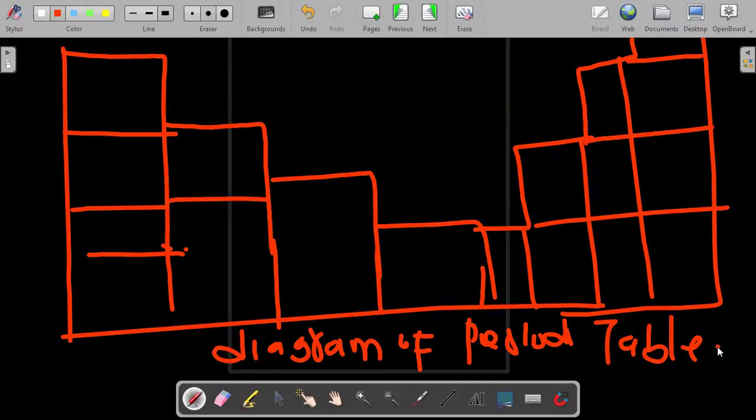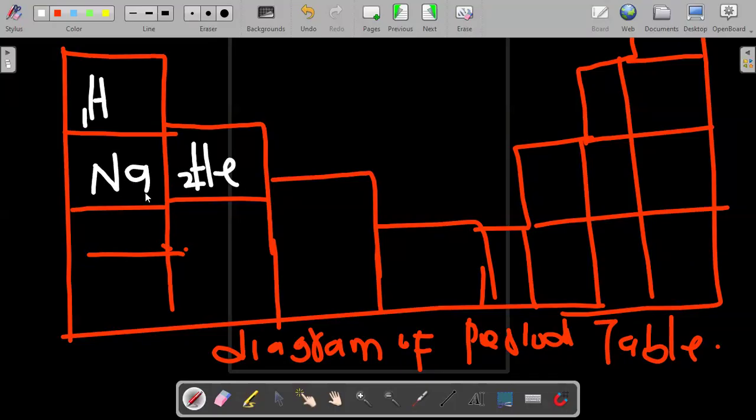So hydrogen being the first element, hydrogen will occupy this place, H, with atomic number 1. Then followed by helium. We call helium number 2. Helium will be here. Here I will have sodium.